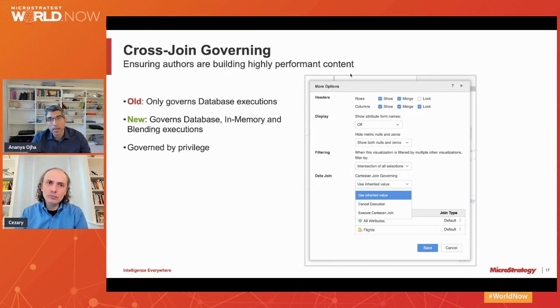Now, this cross-join governing drives an organizational conversation around the model's design, the use, and the analytics people are building and serving. And this cross-join governing governs not only the database executions that were being governed by the old governing, but it governs in-memory and the blending executions as well. This governing allows the privileged architects to assess the business needs and allow the cross-joins in dossiers and other visualizations if justified. MicroStrategy has further ensured that this smart governing does not block users from taking advantage of the analytical capabilities of the platform. And one such example would be grand totals.